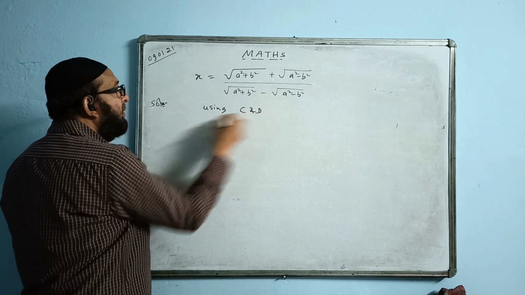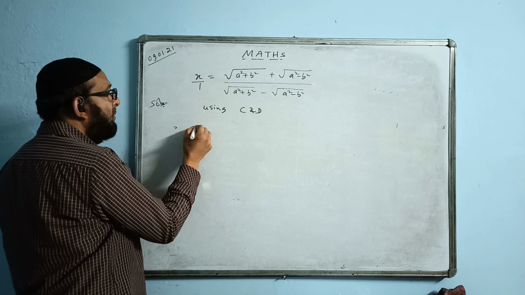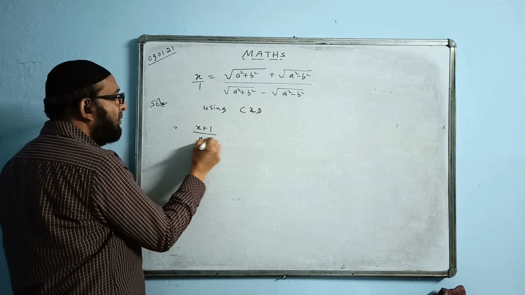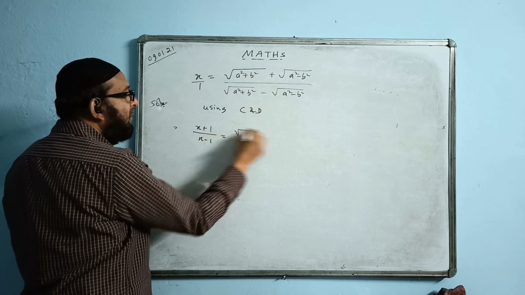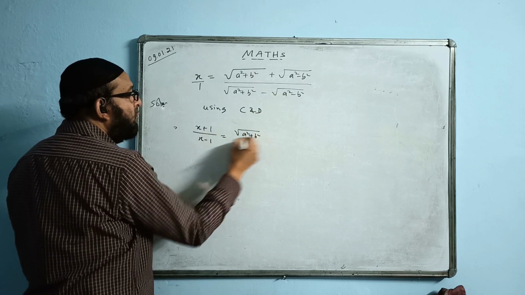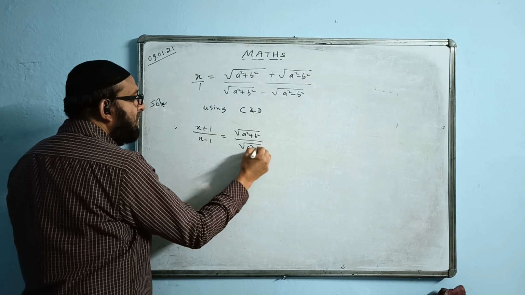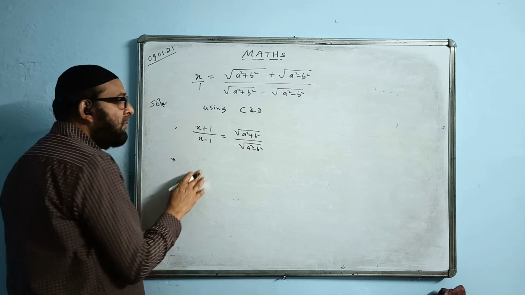Using componendo and dividendo, this is x by 1. It becomes x plus 1 by x minus 1. This side, same thing, already applied, so it is simplified only. You get a square plus b square by a square minus b square.